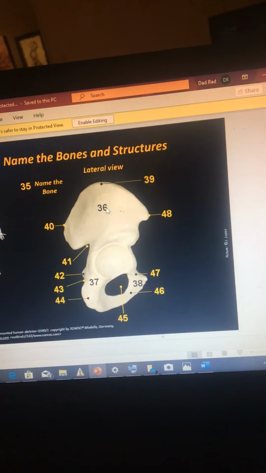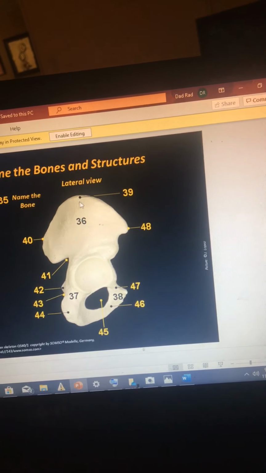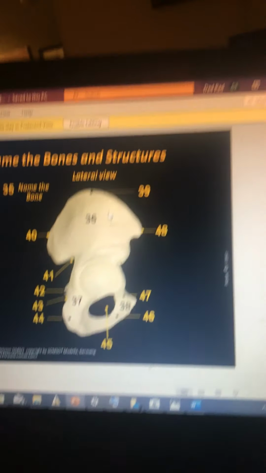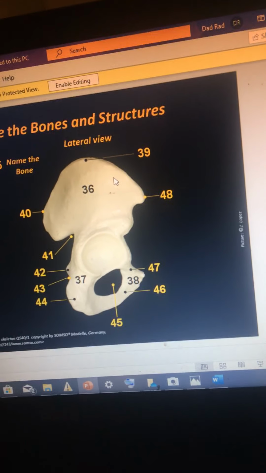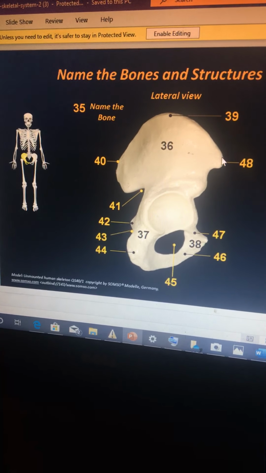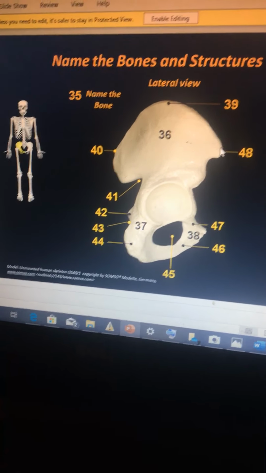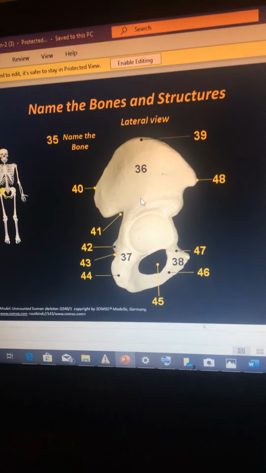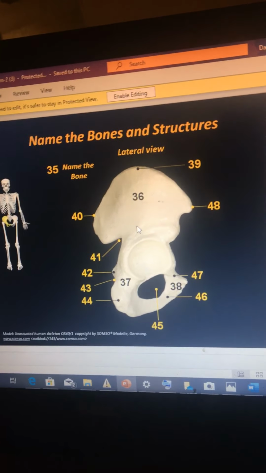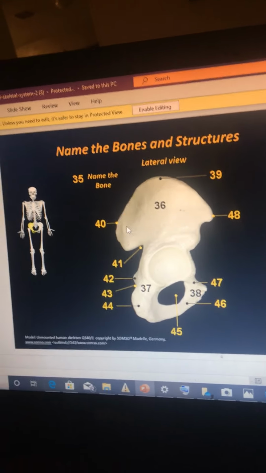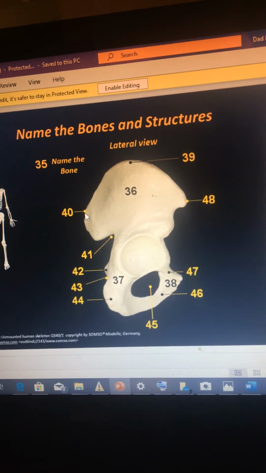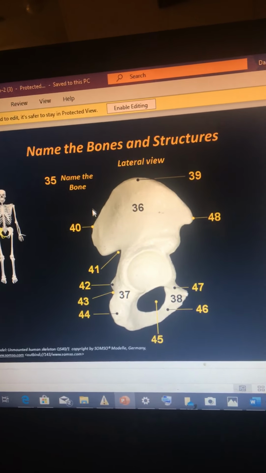36. So a part of the ilium is the iliac crest. Then there's the anterior gluteal line right here. Then there's the anterior superior iliac spine. Then right up in here is the anterior gluteal line. Did I say that one already? Oh no, this is the inferior gluteal line, I'm sorry. And then this one right here is the posterior gluteal line.